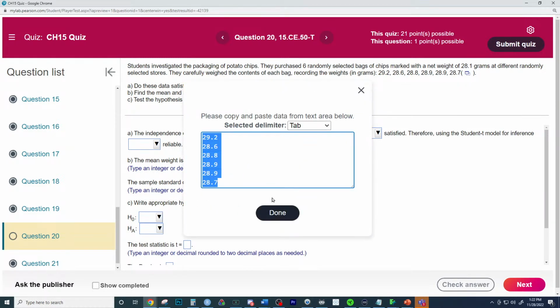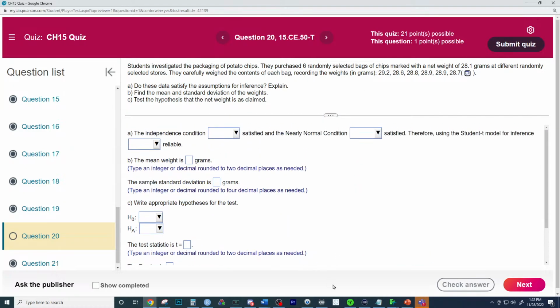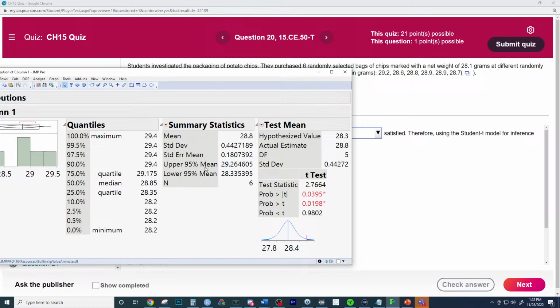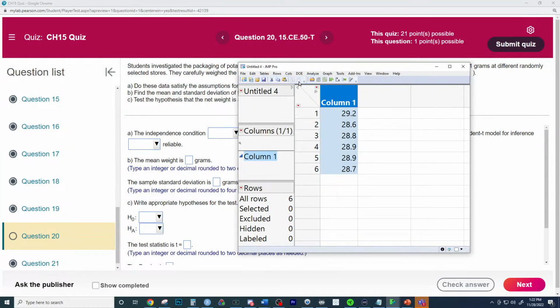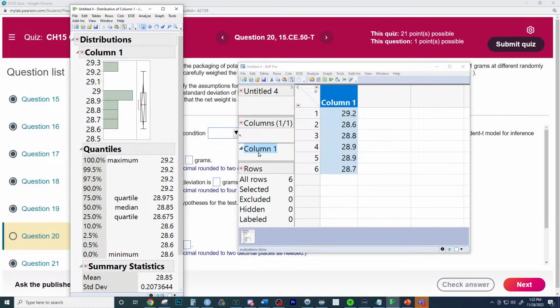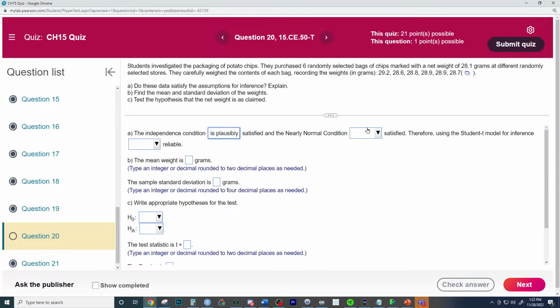So it looks basically like the same question. I don't know where the difference is going to be here at the end of this. Maybe it's just like a question where it's not going to be different. So we're going to paste the data again, and then we're going to analyze distribution, take the bags of the weights. And here we are. The independence condition is plausible. It's probably nearly normal, so we should use the T.